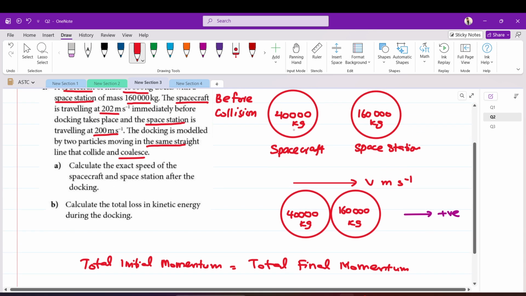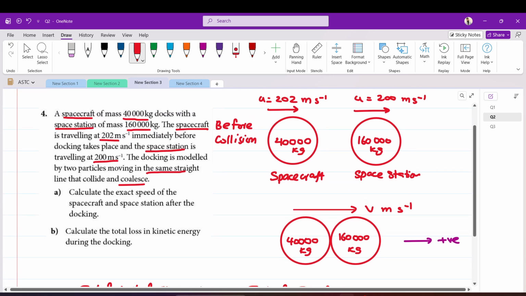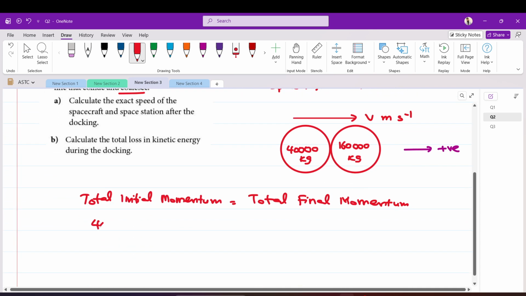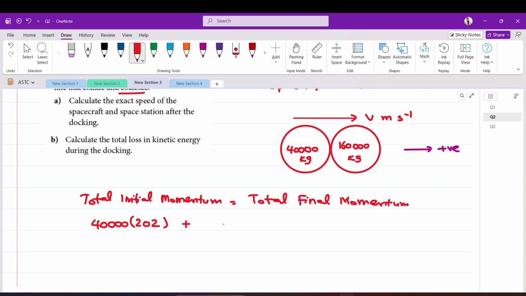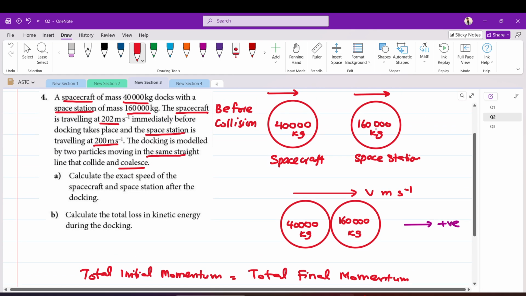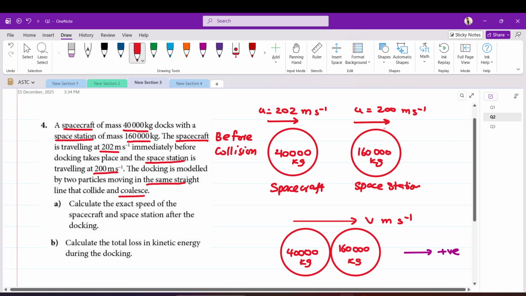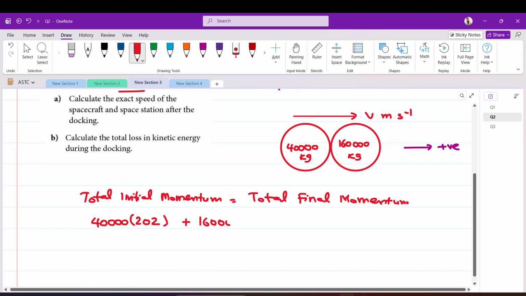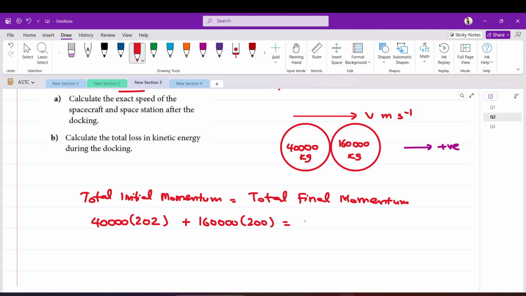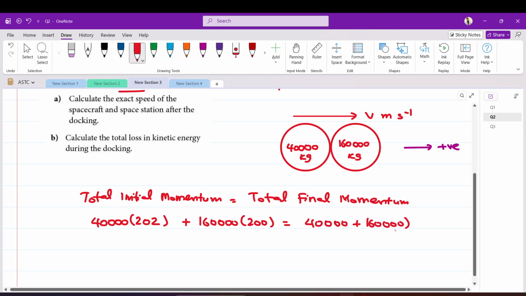Here the momentum of the spacecraft will be 40,000 times 202. Definitely you'll end up with some big value, so you can write in standard form or just write them the way they appear. Then the initial momentum of the space station will be 160,000 times 200. So 160,000 times 200 equals the total final momentum. Here the masses will be added, so we have 40,000 plus 160,000, and together they are traveling at velocity v.